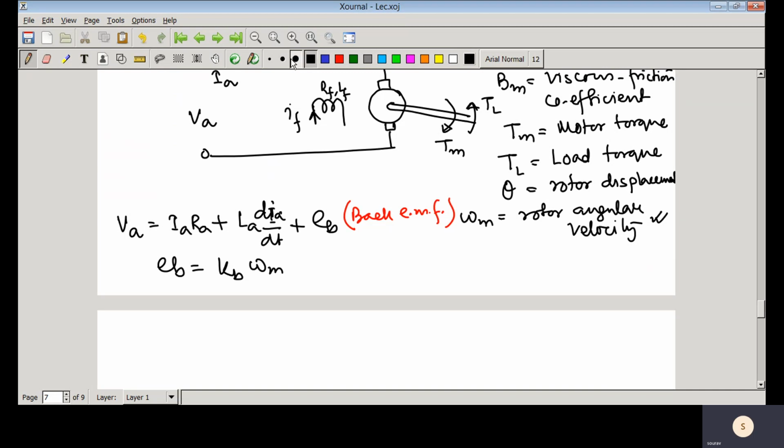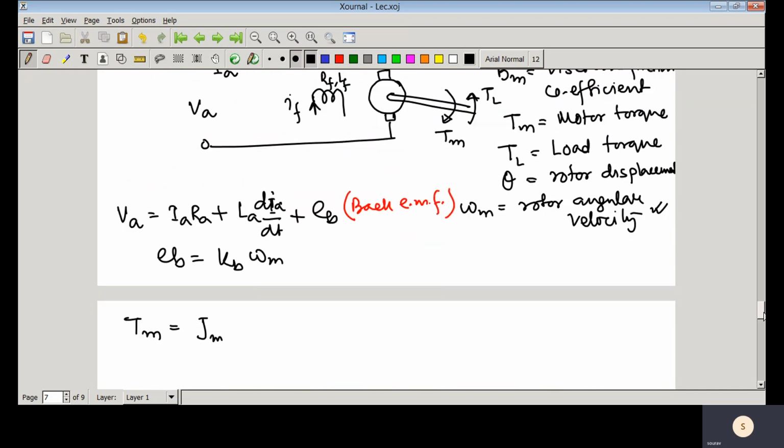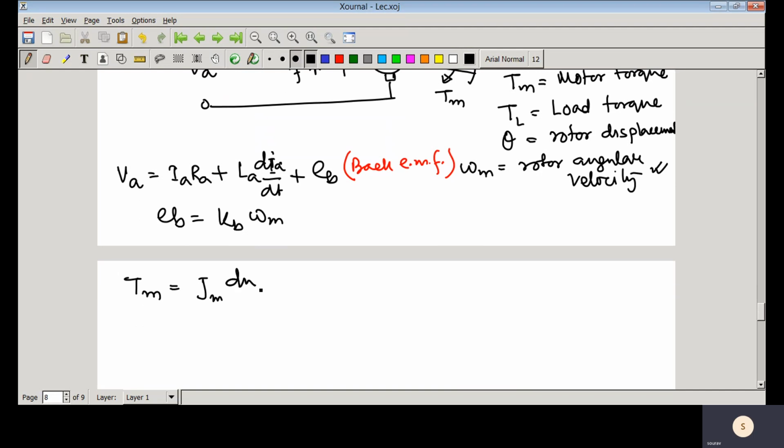Now the mechanical equation: the developed torque is balanced by Jm, the motor inertia, times d omega m by dt, the angular acceleration, plus B omega m plus the load torque. And this developed torque, as you know, is directly proportional to the armature current. Here Kt is the motor constant, and we know that omega m equals d theta by dt.